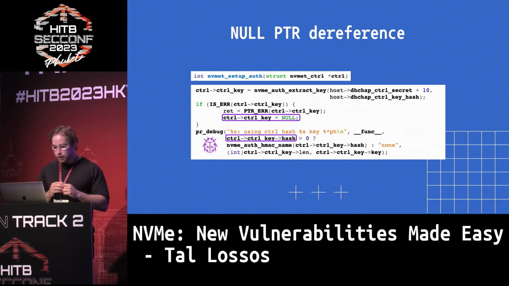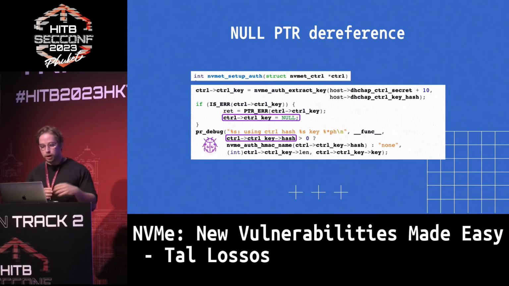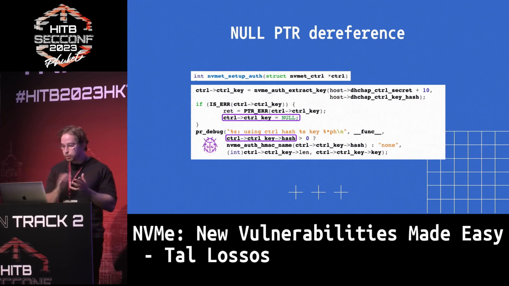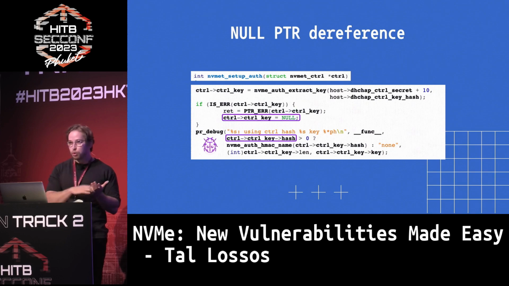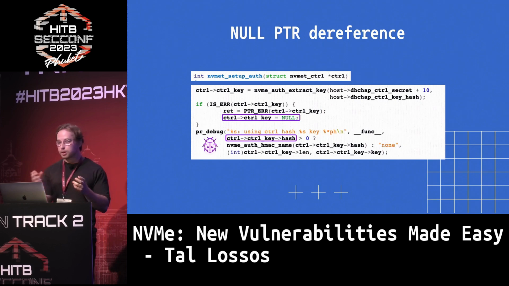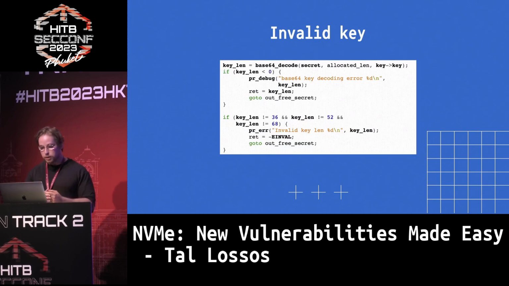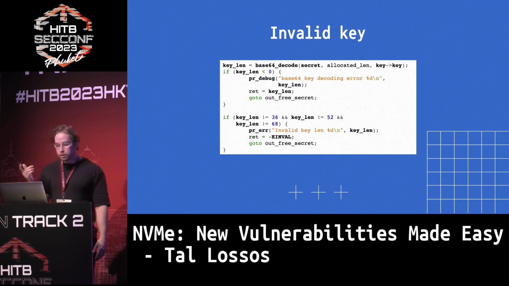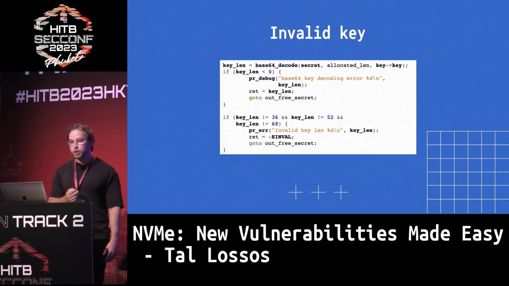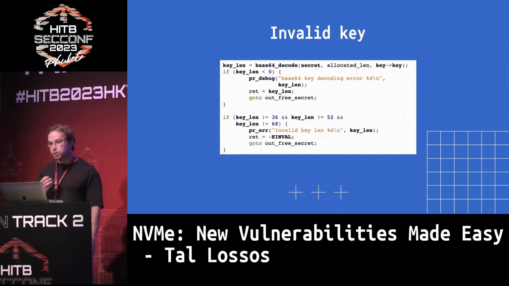Okay, so we have this primitive of null-pointer reference, right? We have this function called nvmet_setup_auth, and the null-pointer reference will be caused if we have some kind of invalid key. Again, I don't really know what a key is now, but I know how to make one invalid, because this function tells me what an invalid key is. I can make a key invalid, first of all, if it's not base64 encoded, or an easier way, if its length is not 36, 52, or 68. So potentially making an invalid key is supposed to be very easy.